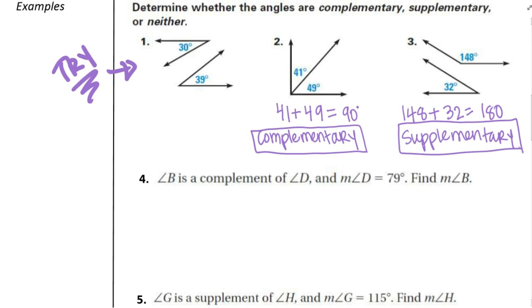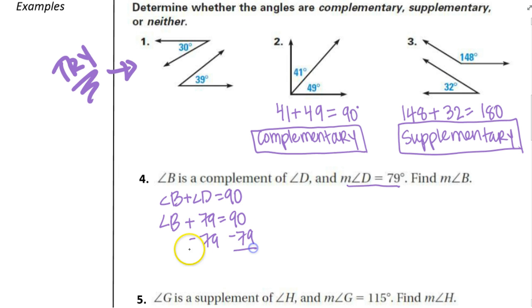So let's go down here to number 4. If B is a complement of D, so we got to think about what complement means. And complement means they're going to add to 90 degrees. So if angle B plus angle D equals 90, it says D is 79 degrees. So we're going to substitute that in. So angle B plus 79 degrees equals 90 degrees. And what are we going to do to both sides here to solve for angle B? We're going to subtract. So if we subtract 79 from both sides, you end up getting that angle B is 11 degrees. There we go. And that's all they needed from you. They just wanted to know angle B.